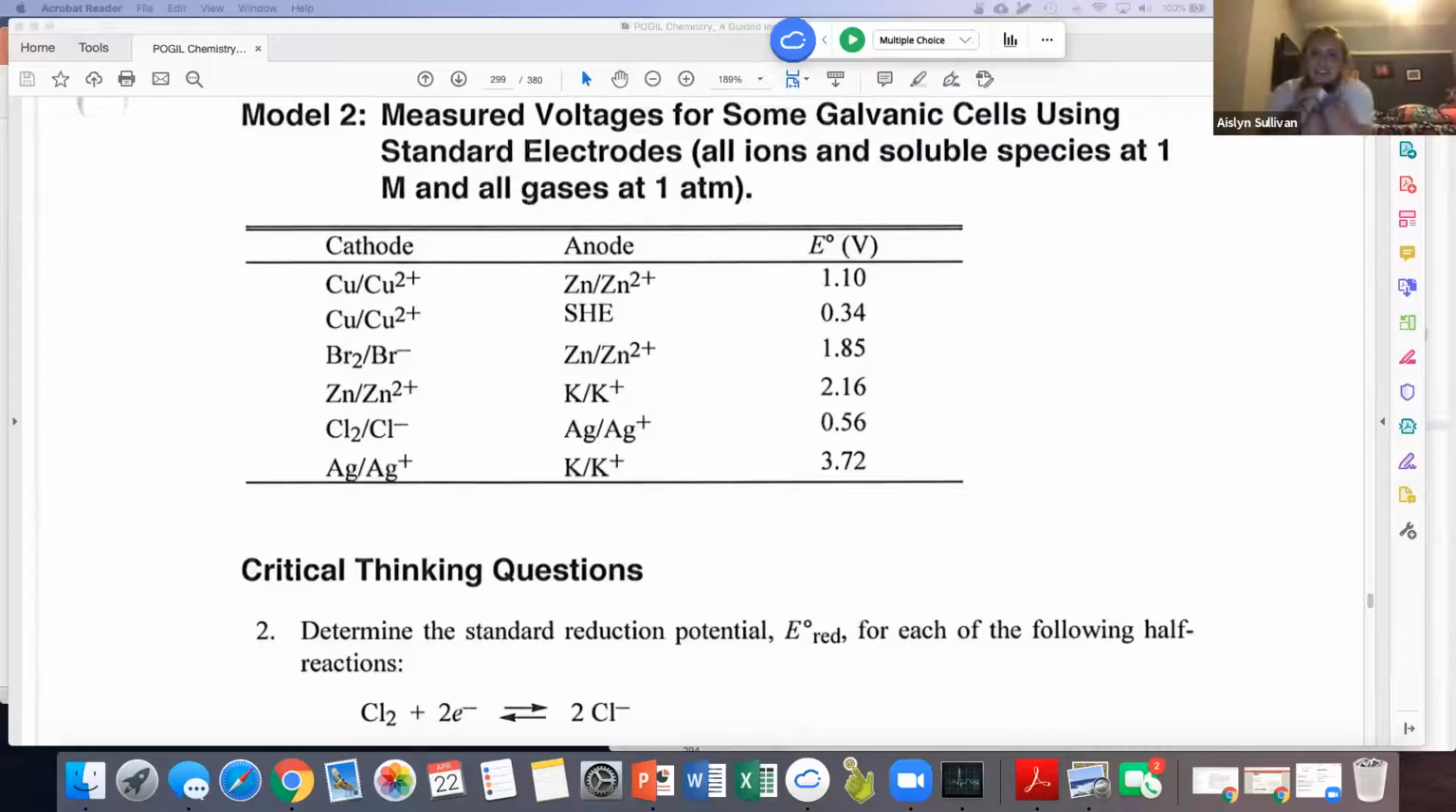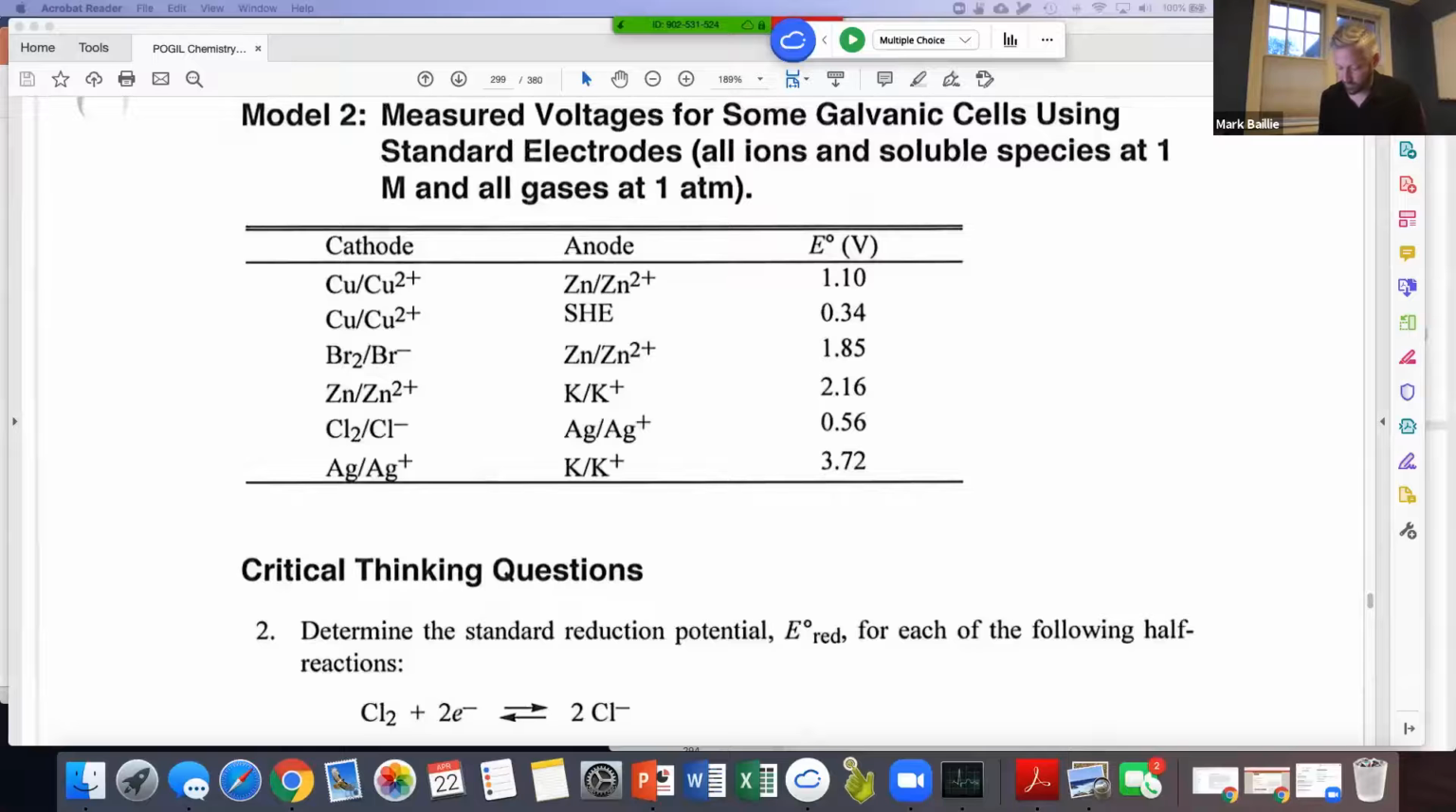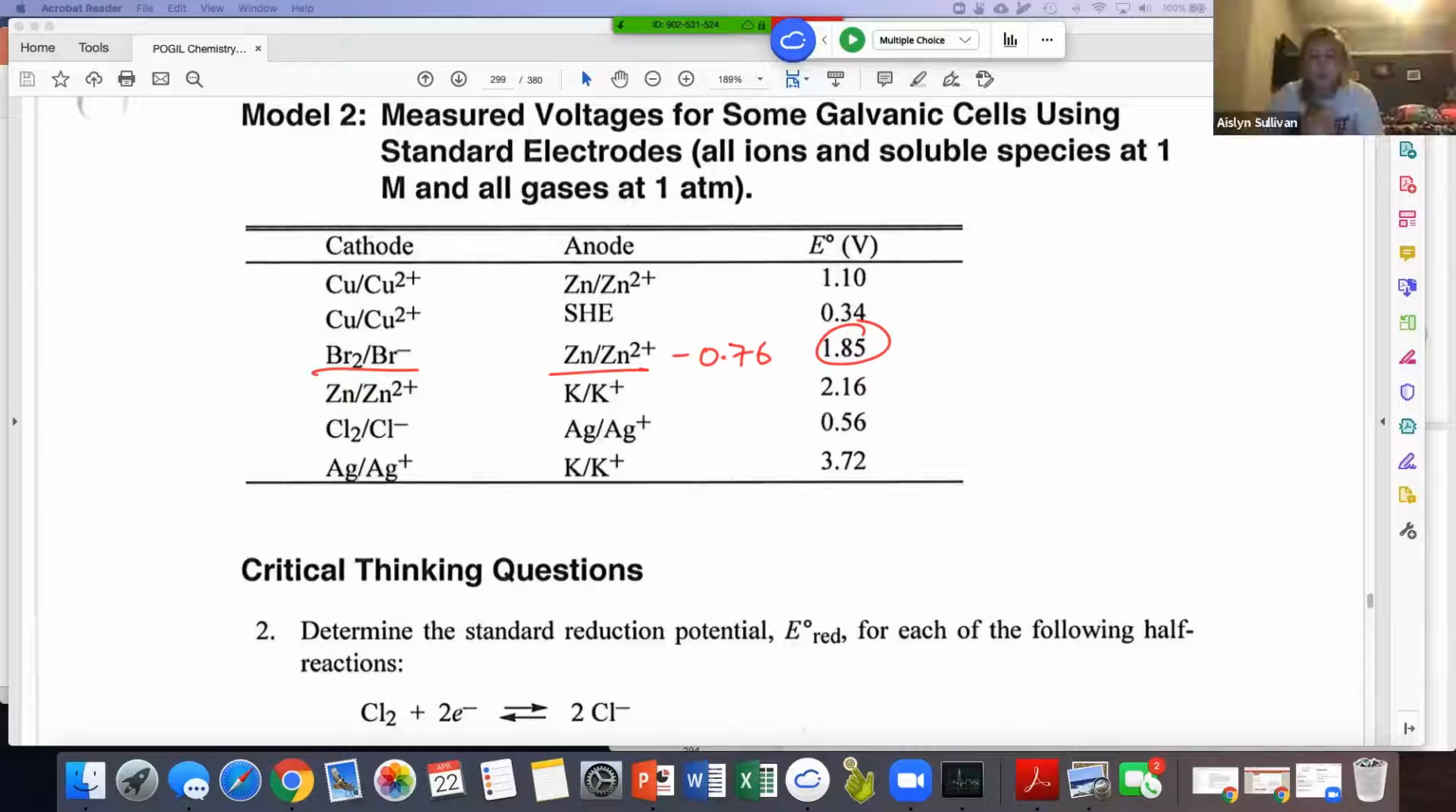Okay. All right, so if we know that we have 1.85 as the difference between zinc and bromine, and we know that this is negative 0.76, then what does bromine have to be in order for that to add up to 1.85? I got 1.09.